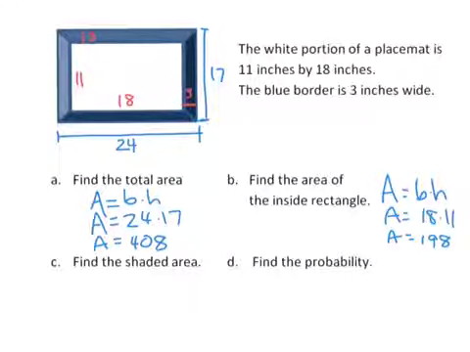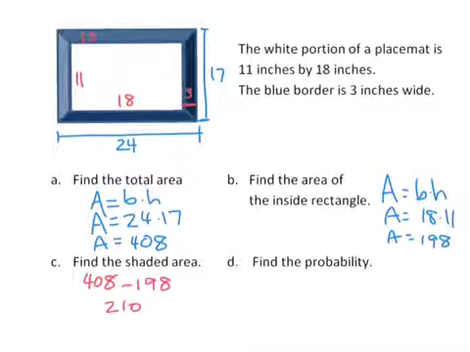All right. So, what is the shaded area? What is the area of the shaded portion of this placemat? Well, that part is whatever the whole entire placemat is minus the part that is not shaded, which is the inside portion of 198. So all we have to do here is take the 408 for the entire placemat, subtract the 198 for the white portion, and we end up with 210 for our shaded area.